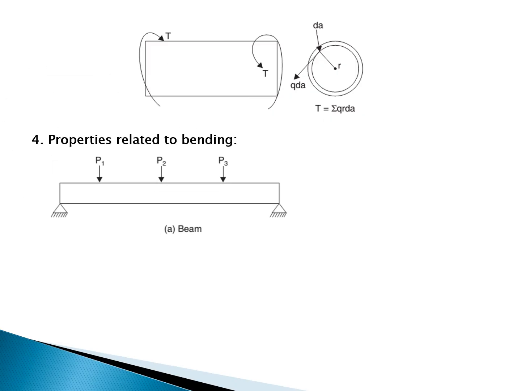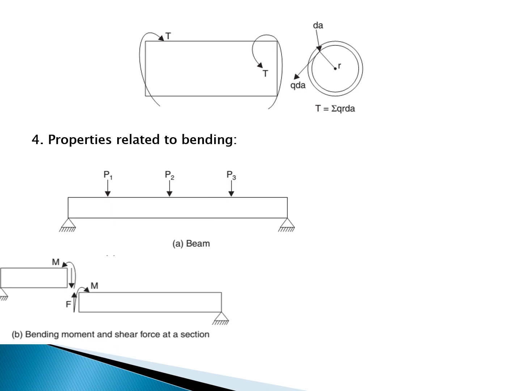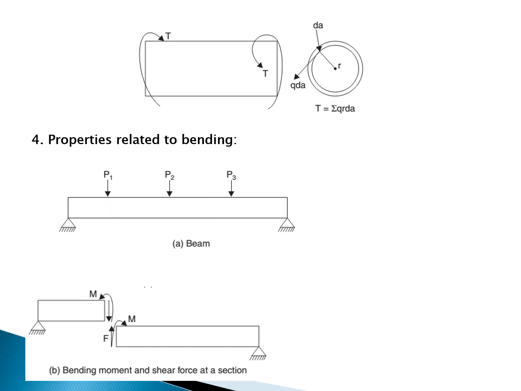Next, properties related to bending. So in this diagram, different point loads are applied on a beam. So this is the bending, and the bending moment and shear force are in diagram B. Now in the case of resistance to shear, there are two arrows. One arrow will be up and another arrow will be down. That is the shear force.